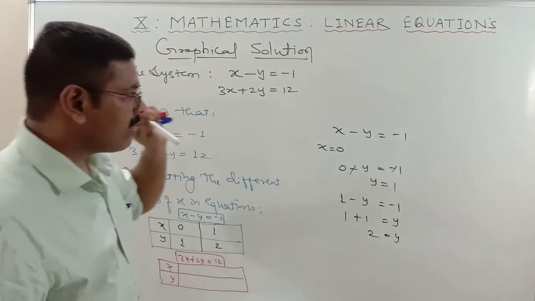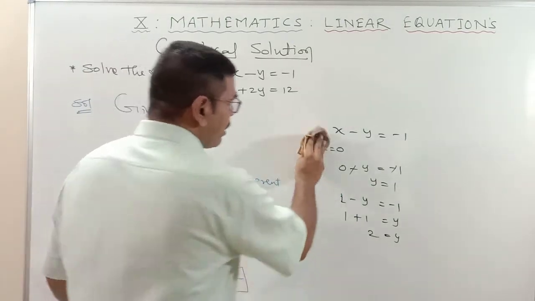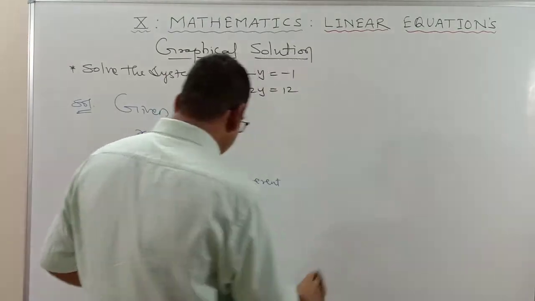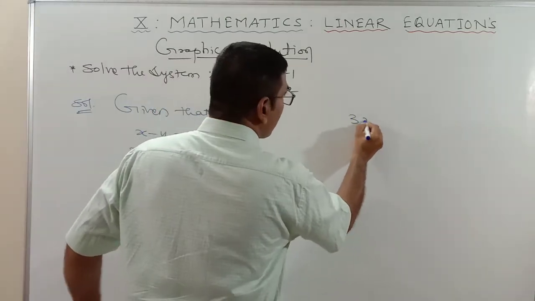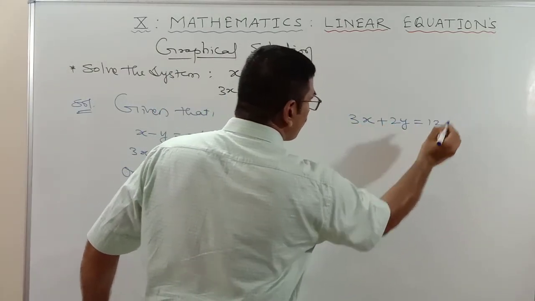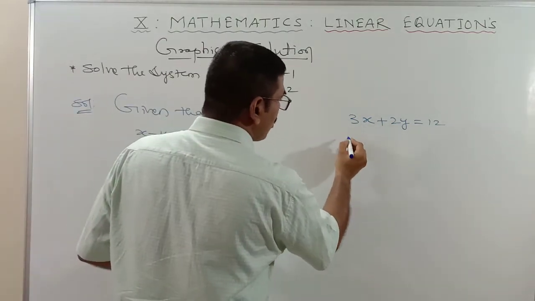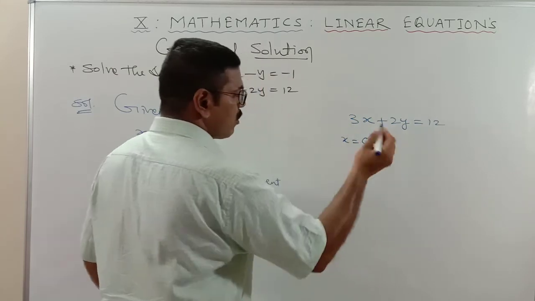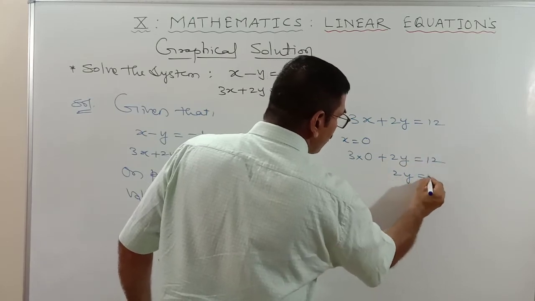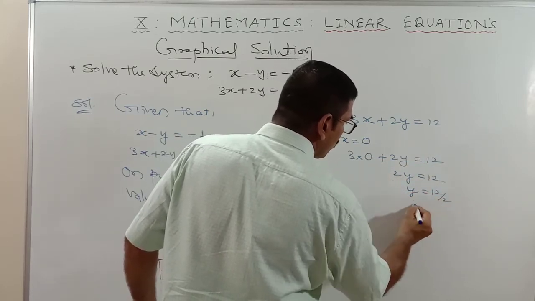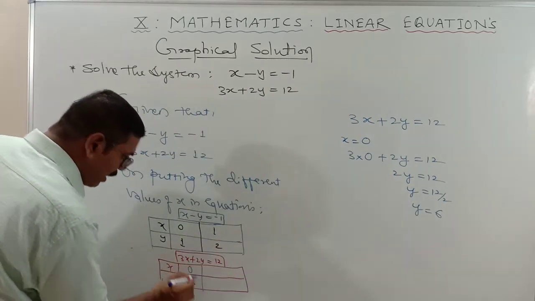Okay, we have taken two values of x and we have determined the value of y. Now in the second equation, suppose we are having 3x plus 2y is equal to 12. Now we are putting x is equal to 0. So we get 3 into 0 plus 2y is equal to 12. 2y is equal to 12. y is equal to 12 upon 2. y is equal to 6. Means for x is equal to 0, y is 6.